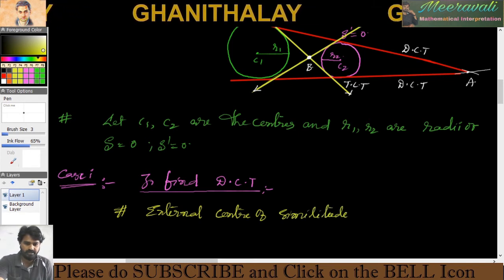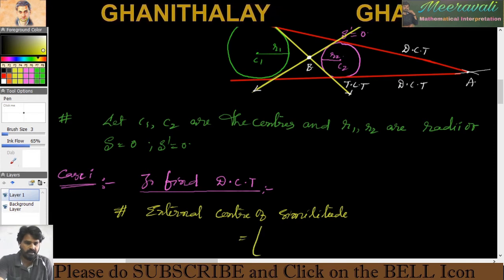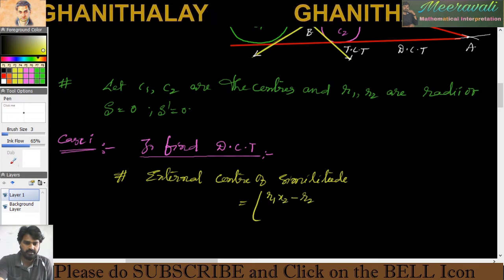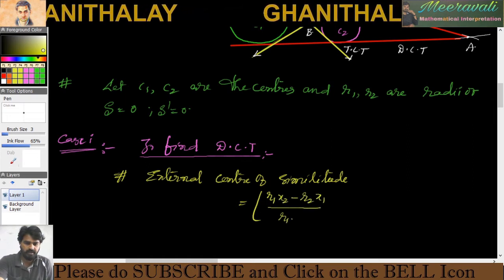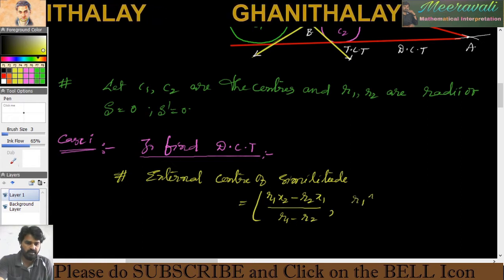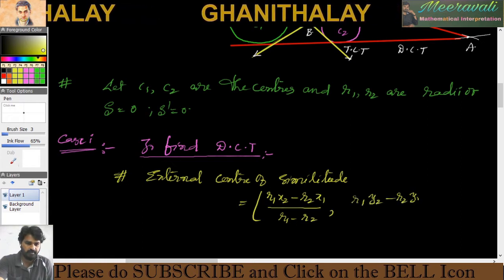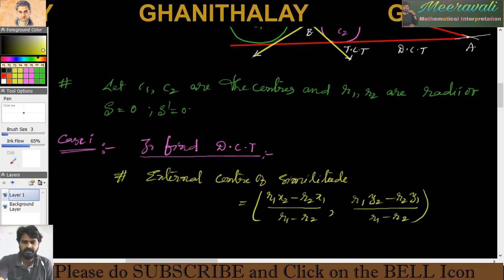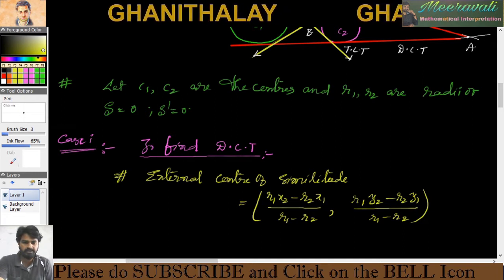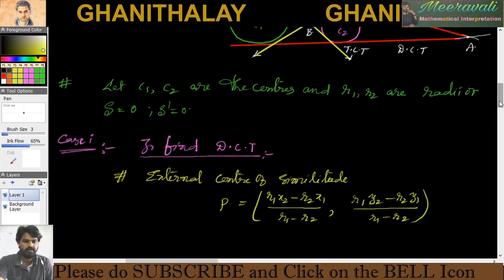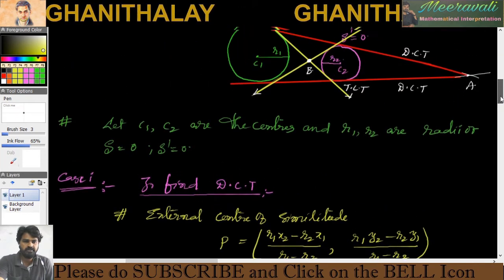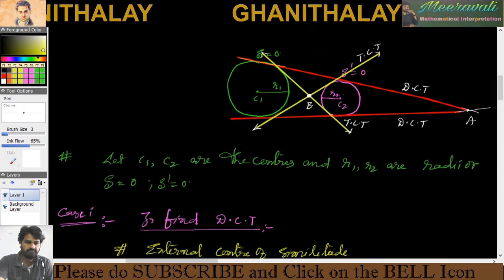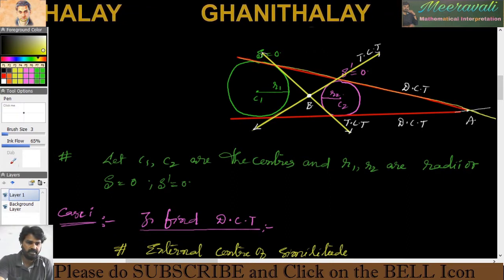So the formula for the external center of similitude, which I already told you in the previous video, is (r1 x2 minus r2 x1) by (r1 minus r2), (r1 y2 minus r2 y1) by (r1 minus r2). To find the direct common tangents, you first find the external center of similitude, let it be P. Direct common tangents means this one, the red color lines.